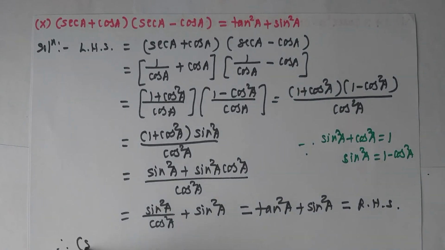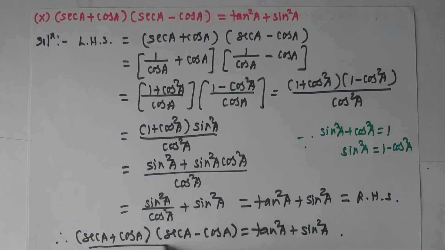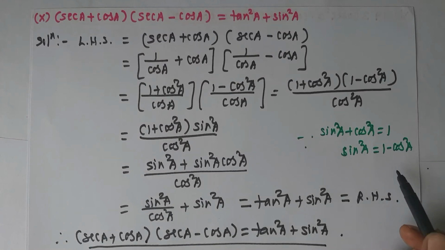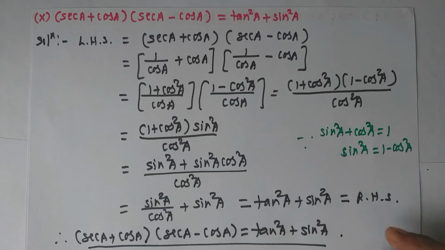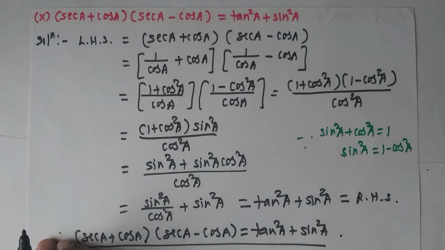Therefore you write down. Okay, in this way it is very easy. If you know a few formulae or a few identities of trigonometry, then it is very easy to prove such types of trigonometric identities. Okay, let's see the next problem.